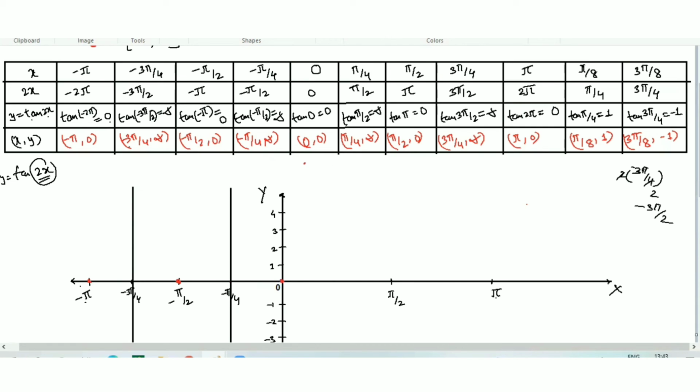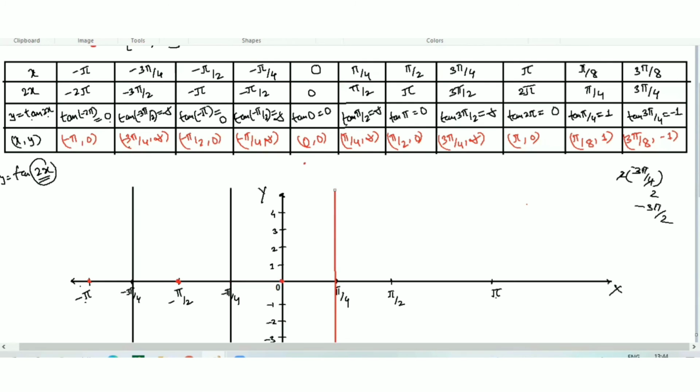Now the next point I have taken is pi over 4. Pi over 4 comes between 0 and pi over 2. Half of 0 to pi over 2 is pi over 4. So for pi over 4, 2 times pi over 4 is pi over 2, and tan pi over 2 is infinity. What is the coordinate point here? Pi over 4, infinity. So x is pi over 4 and y is infinity. We will not get a y value here. So here as well we need to draw the asymptote line.